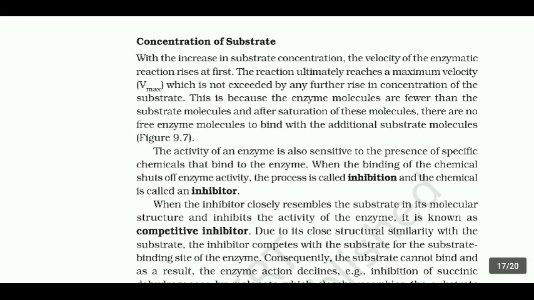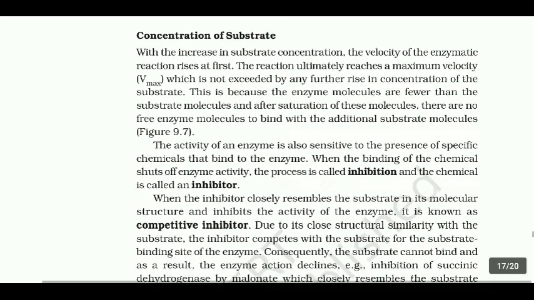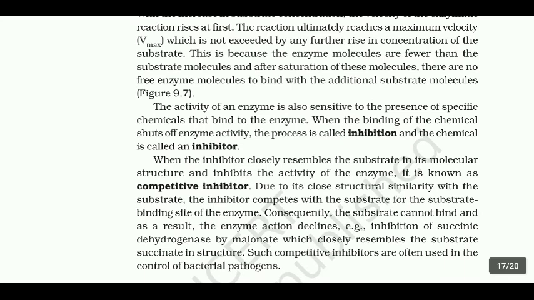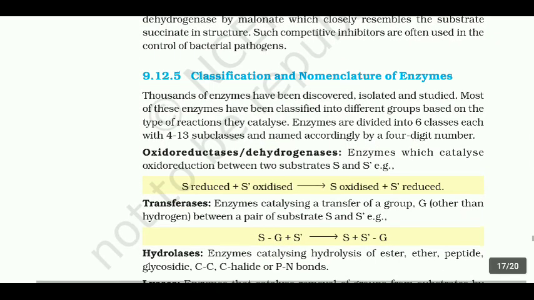The activity of an enzyme is also sensitive to the presence of specific chemicals that bind to the enzyme. When the binding of the chemical shuts off enzyme activity, the process is called inhibition and the chemical is called an inhibitor. When the inhibitor closely resembles the substrate in its molecular structure and inhibits the activity of the enzyme, it is known as a competitive inhibitor due to its close structural similarity with the substrate. The inhibitor competes with the substrate for the substrate binding site of the enzyme. Consequently, the substrate cannot bind, and as a result, the enzyme action declines. Example: inhibition of succinic dehydrogenase by malonate, which closely resembles the substrate succinate in structure. Such competitive inhibitors are often used in the control of bacterial pathogens.